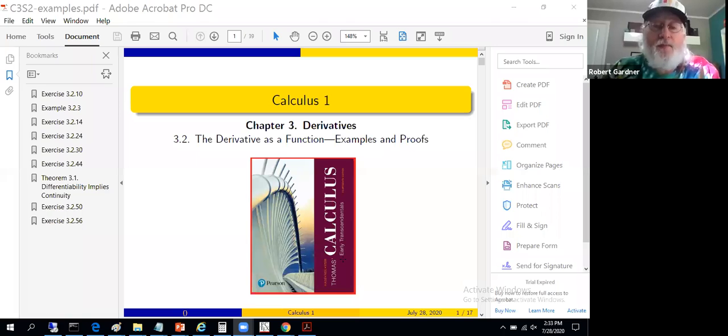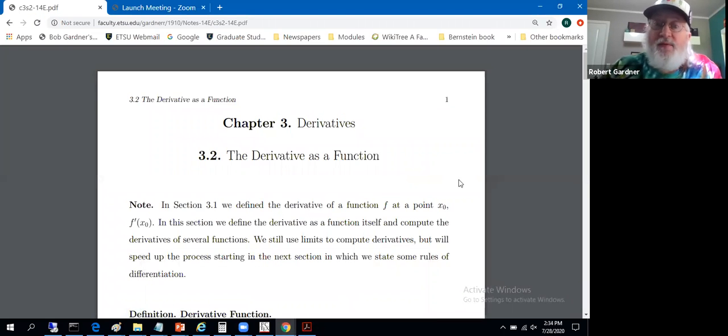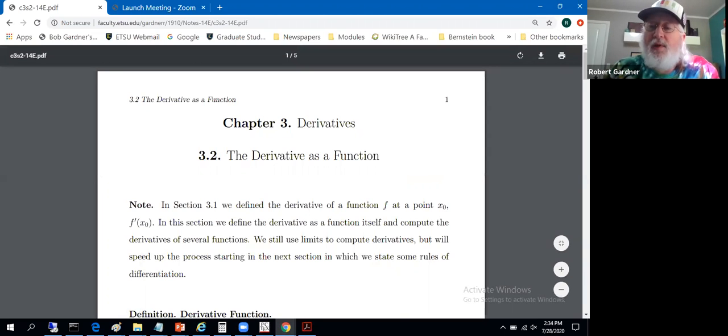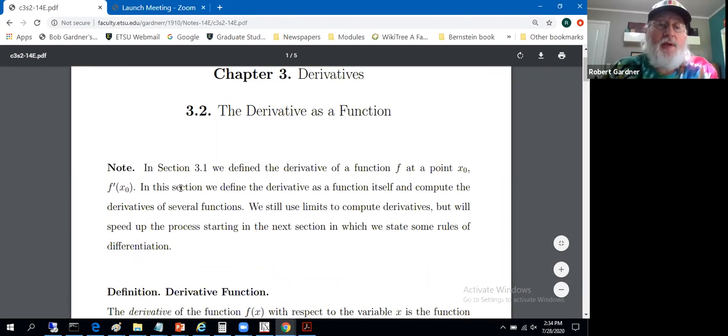All right, moving on to section 3.2. Section 3.2, the derivative is a function. So we're going to, motivated by the previous section, now define the derivative of a function as a function. In the previous section, we defined the derivative of a function f at a point x sub 0 and denoted it f prime of x sub 0.